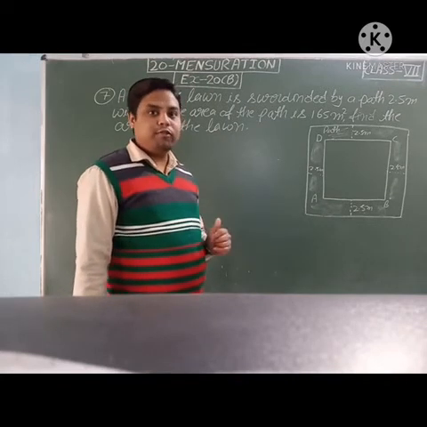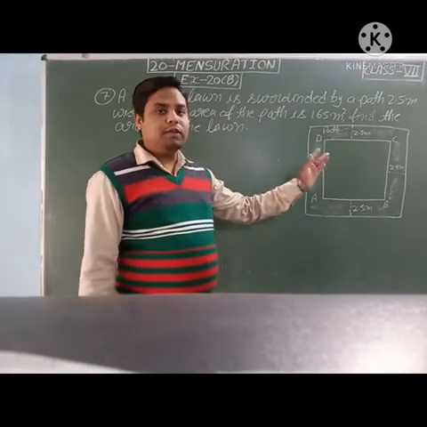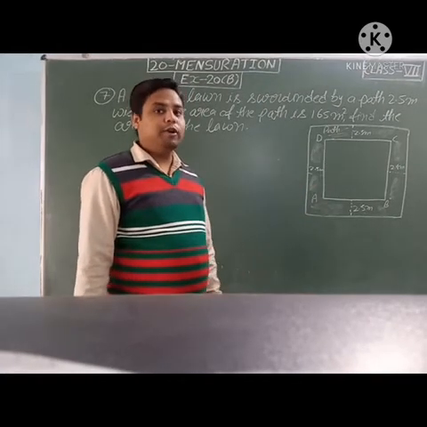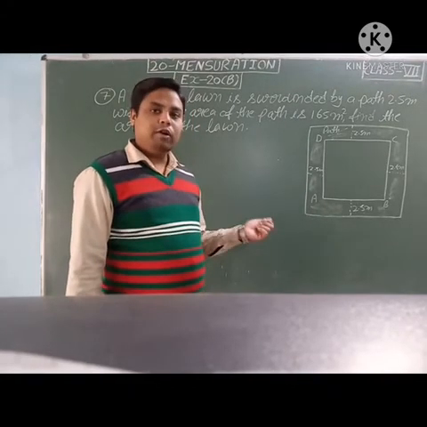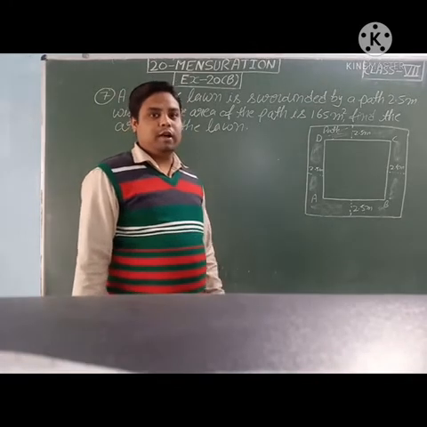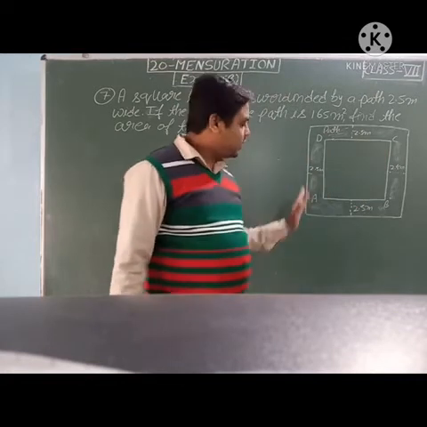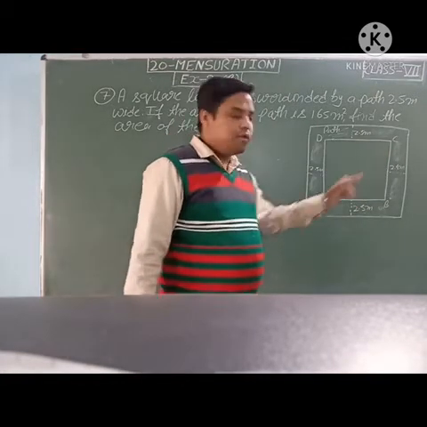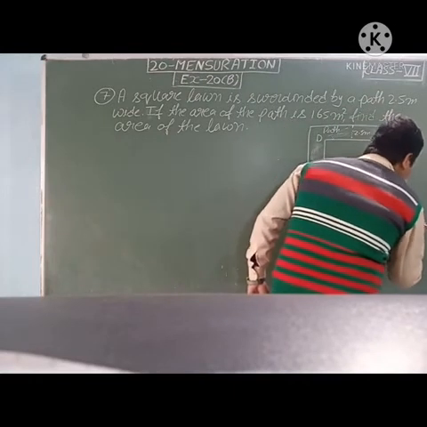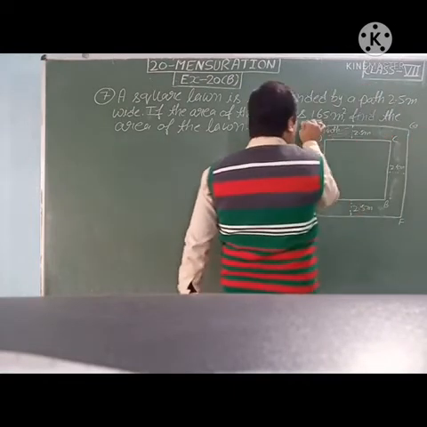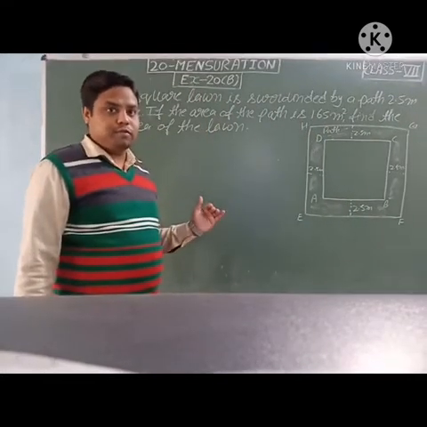Area of the lawn means area of square. Formula is side square. So students, we have the side AB or BC, CD or DA, we don't have. So first we will find the side of the square lawn, then we can find the area. As we had given name ABCD, we can give name to this also EFGH. So see how we will find the side first.